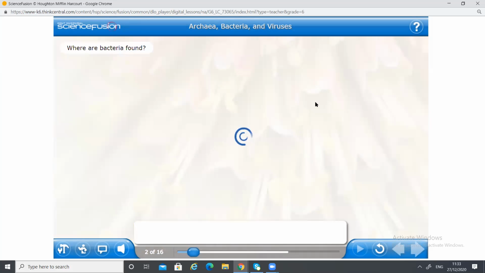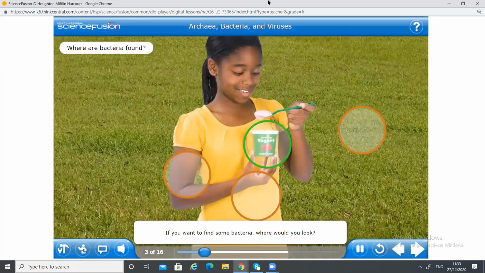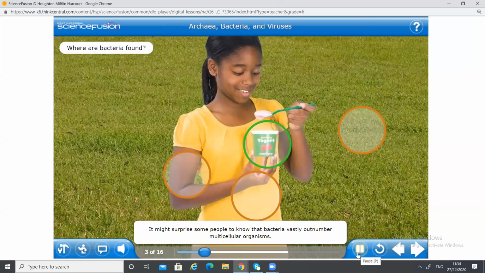If you want to find some bacteria, where would you look? Just about anywhere. Bacteria are found on almost every surface on Earth. It might surprise some people to know that bacteria vastly outnumber multicellular organisms. Click the hotspots to learn more about bacteria.